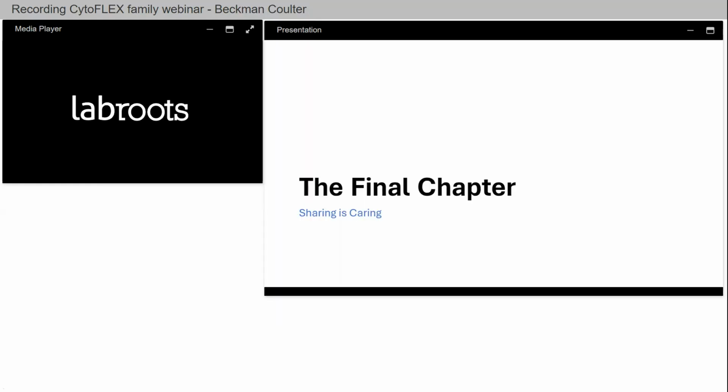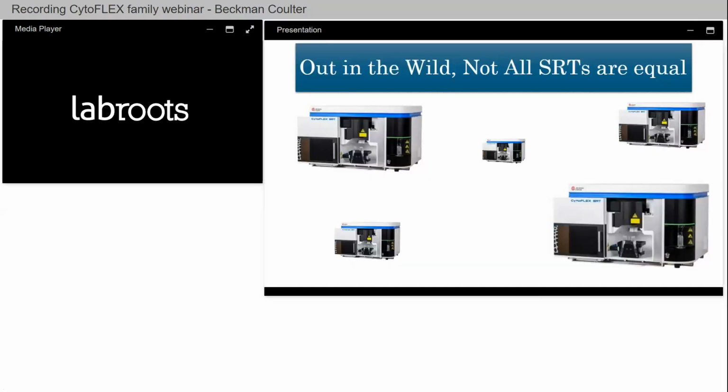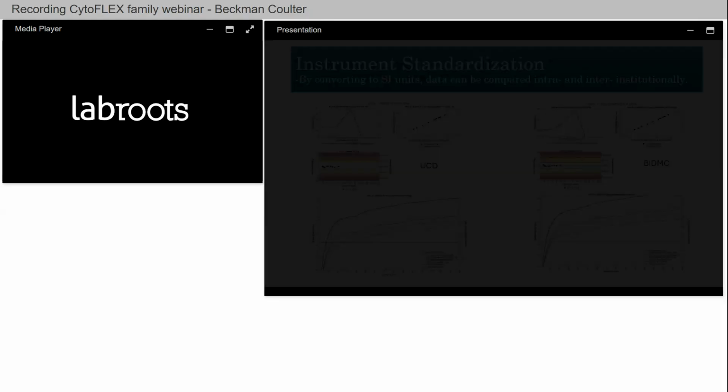And we get to the finality, right? The final chapter. I call it sharing is caring, because when we go out in the wild, not all our SRTs are made equally. While they sit on the same platform, they're not alike. And this is why standardization is so important for rigor, reproducibility, and to be able to share data and really have quality assurance.